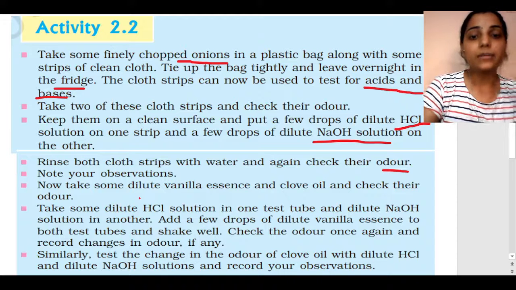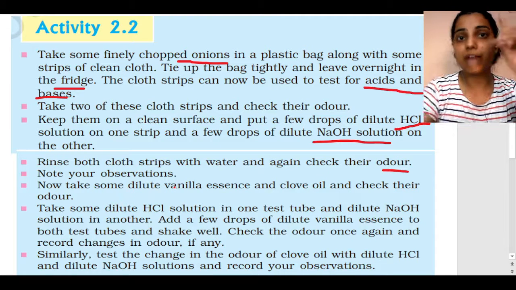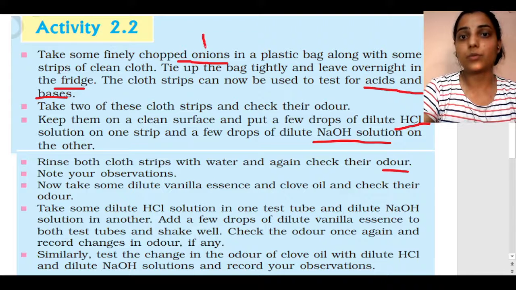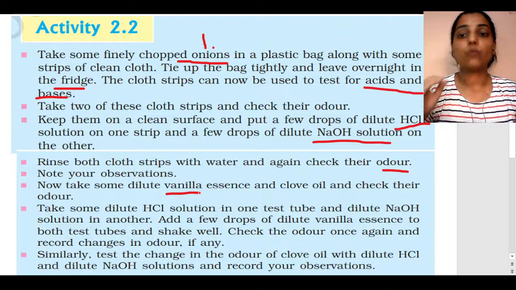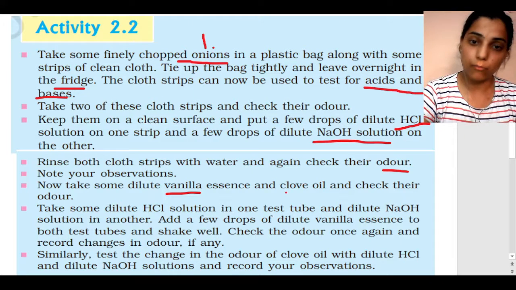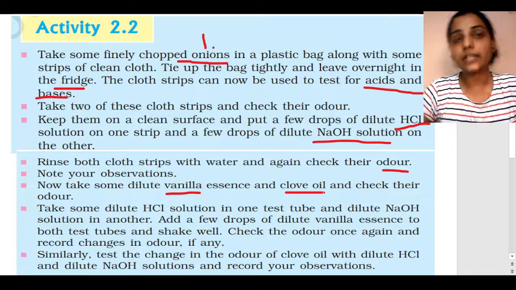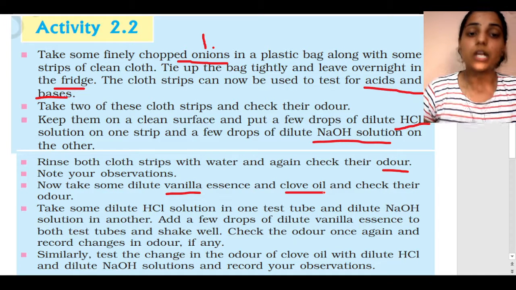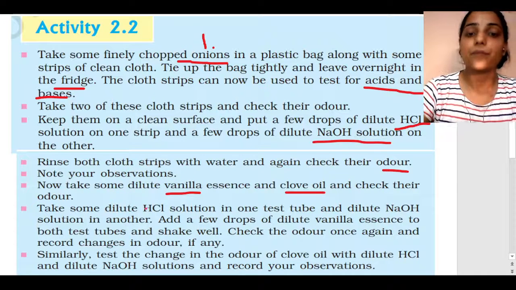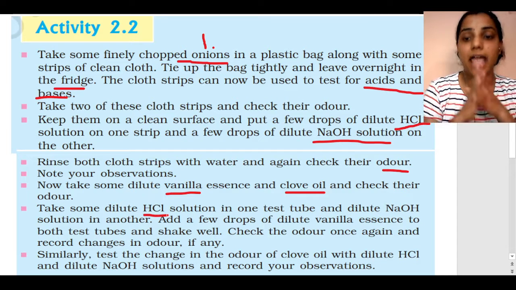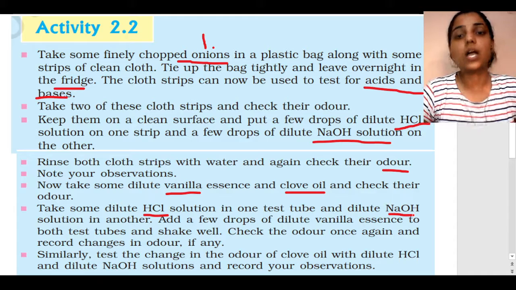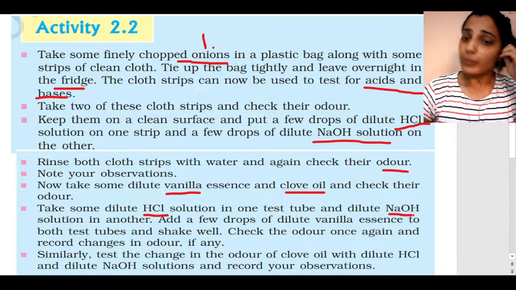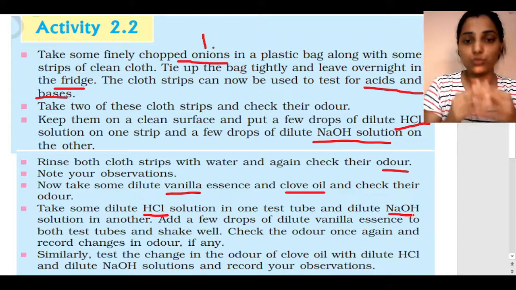Now take some dilute vanilla essence. First we had taken onion, and now we are taking dilute vanilla essence and clove oil. Second is vanilla, and third is clove oil, and check their odor. Now take some dilute HCl in one test tube, and in another we are taking NaOH. Now add a few drops of dilute vanilla essence to both test tubes and shake it well.